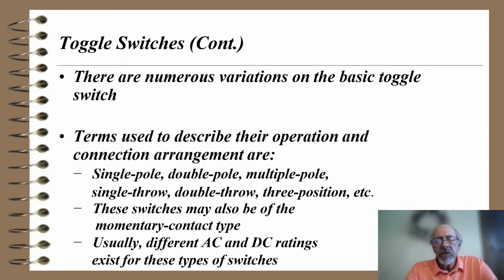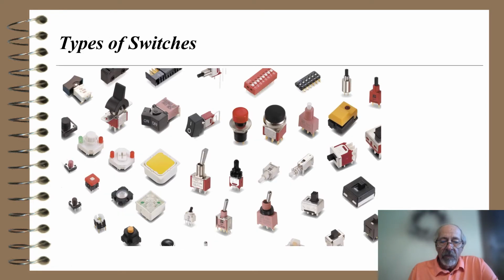There are numerous variations on the basic toggle switch. Terms used to describe their operation and connection arrangement are, again, things like single pole, double pole, multiple pole, single throw, double throw, three position, and so on. These switches may also be of the momentary contact type. Usually different AC and DC ratings exist for these types of switches. So here's again a pictorial of many, many different types of switches, and there's all kinds of different ones made by different manufacturers.